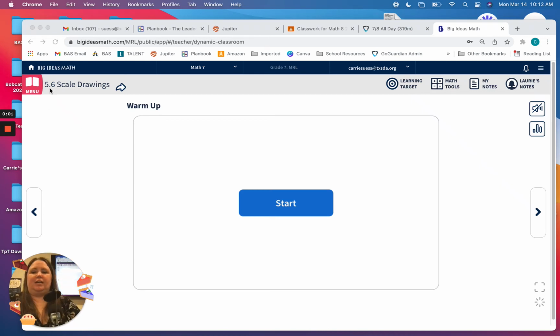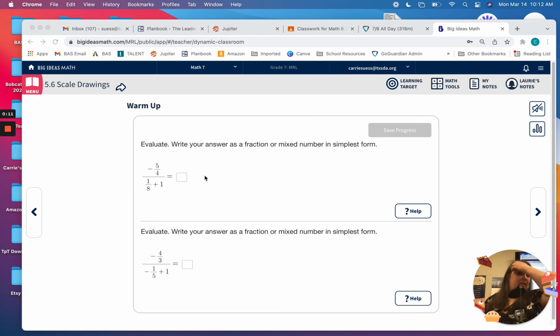Okay, 7th grade, lesson 5.6, scale drawings is what we are going over today. You should be working on your warm-ups. Let's see how y'all did. Okay, so evaluate. What does evaluate mean you're doing? You're solving it. Whatever the steps are, you're solving the problem. So, write your answer as a fraction or mixed number.